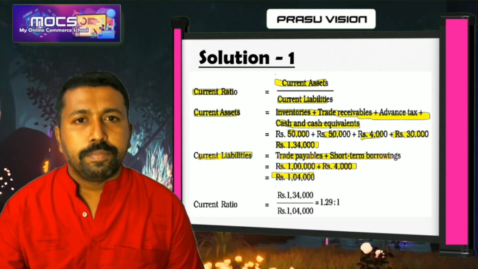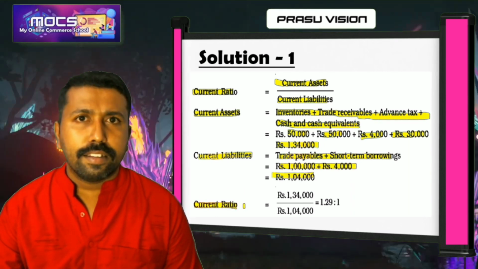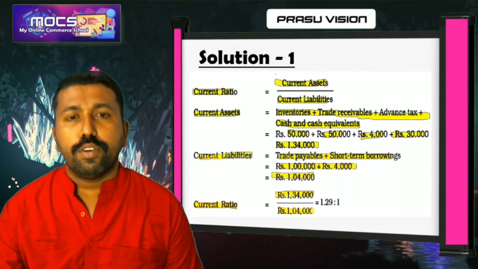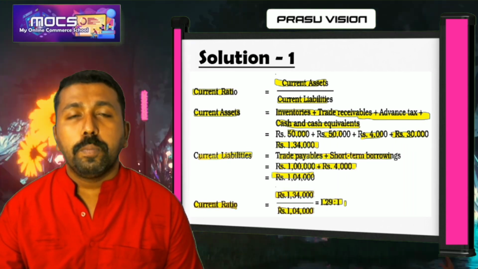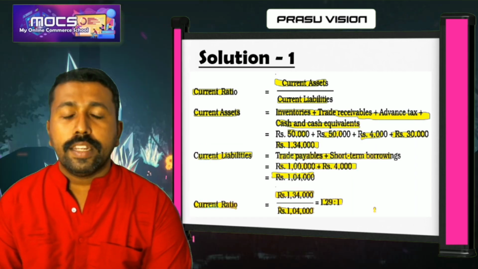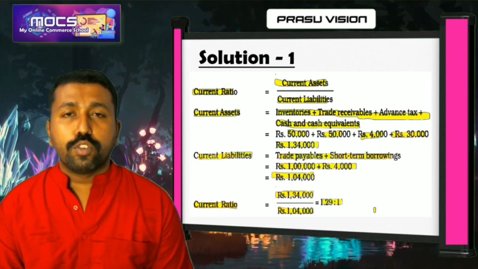And we are applying those values in the equation: current asset divided by current liability, 1,34,000 divided by 1,04,000. We will get 1.29 is to 1. That is not good for the firm. That ratio shows it is not good for the firm.